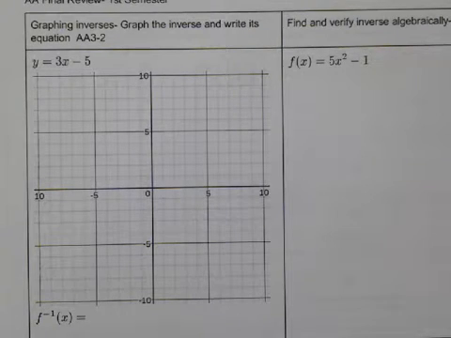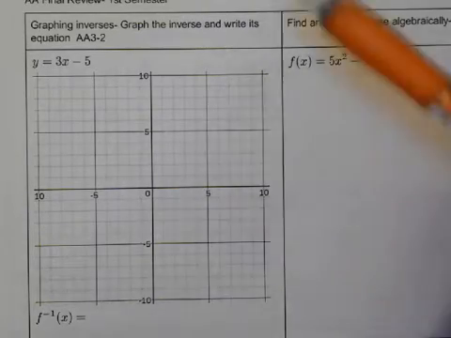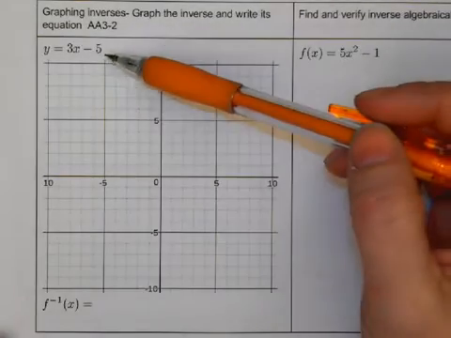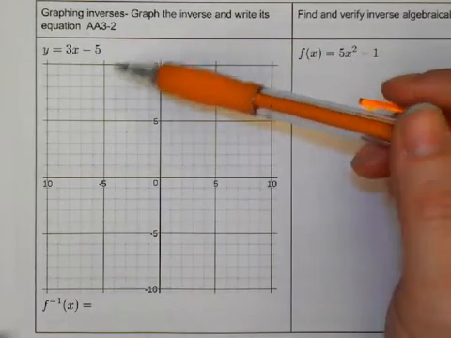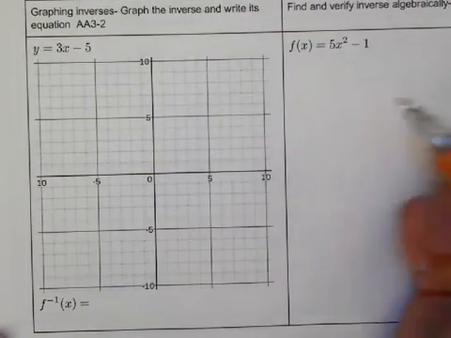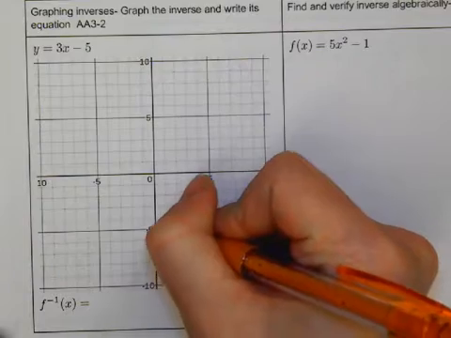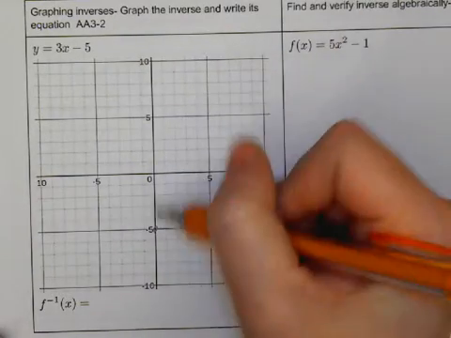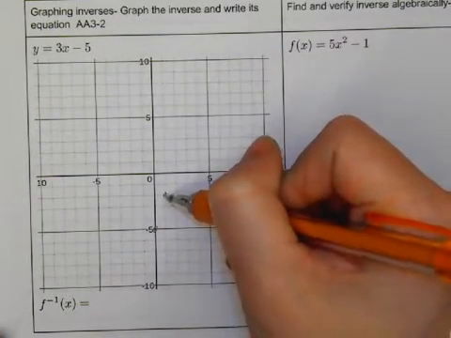Okay, so graphing inverses. With inverses, we know that we switch our x and y. So the only thing we have to do here is graph our original. In this case, it is a linear. So this is y equals 3x minus 5. We start our line at negative 5, a slope of 3, so we go up 3 over 1.